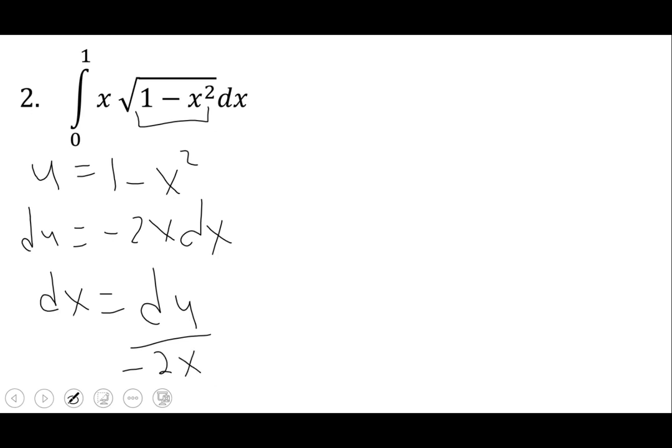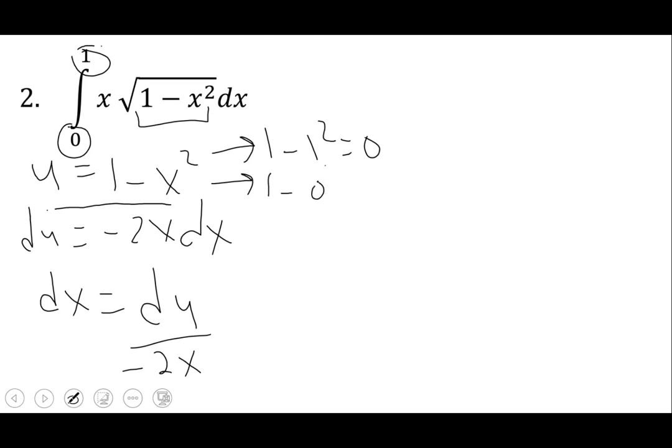Not only are we going to change our variables from x's to u's, but we have to go ahead and change our limits of integration from x's to u's. So the way that we do that is we take our u equals statement. You're going to go ahead and plug in the upper bound first. So that's going to be 1 minus 1 squared, which gives you 0. If you plug in the lower limit of integration, you're going to get 1 minus 0 squared, which is 1.